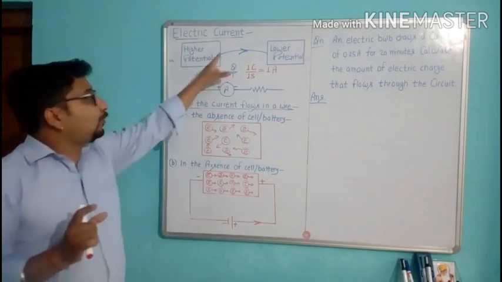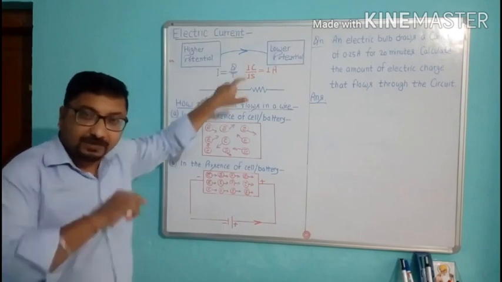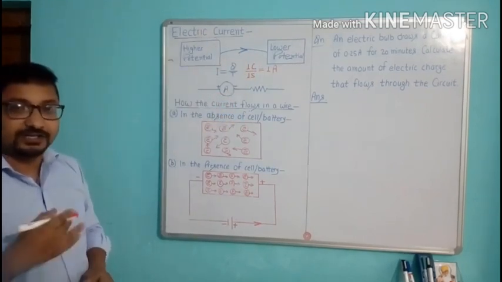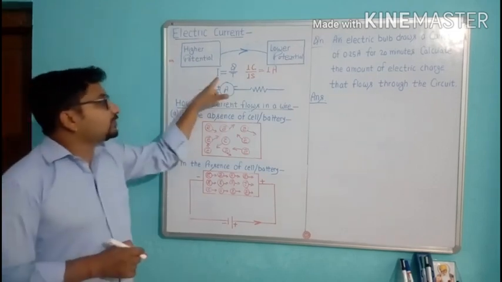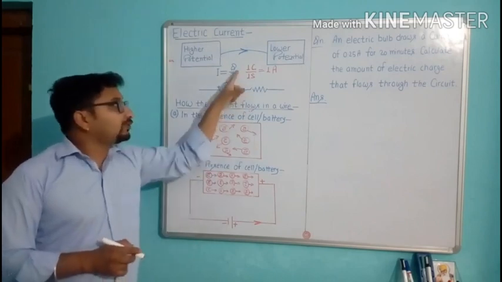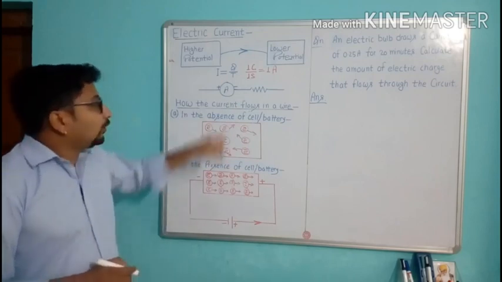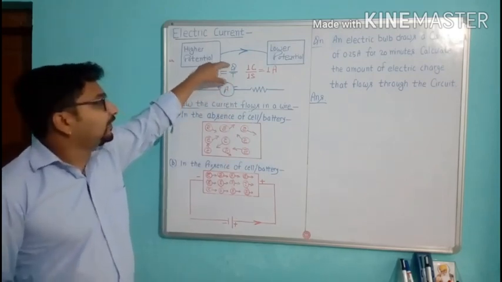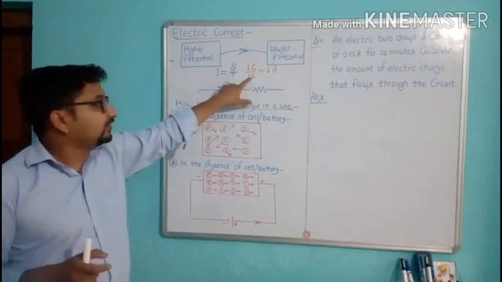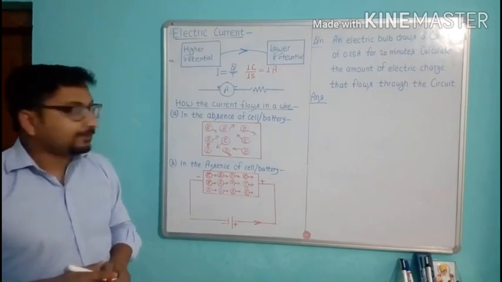This flow of electric charge through a metallic wire in a particular direction is called electric current. We use the formula I is equal to Q upon T to calculate it, where Q is the amount of electric charge and T is time. We measure charge in coulomb, and if we measure time in second, then current will be in ampere.